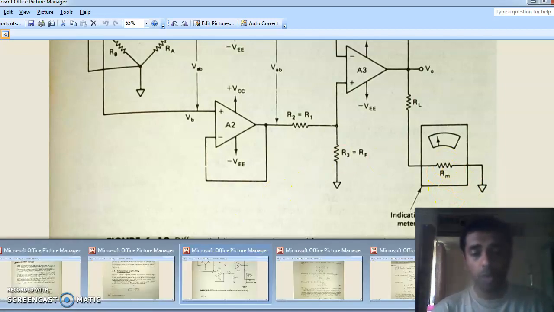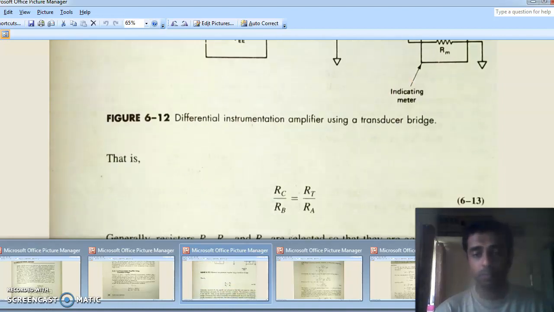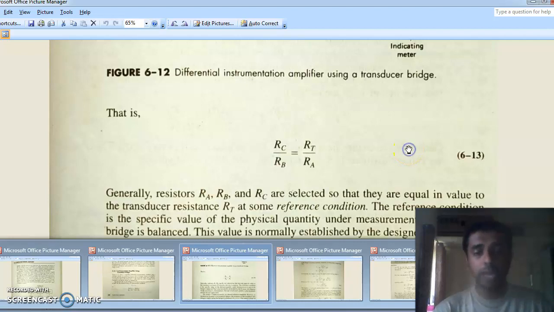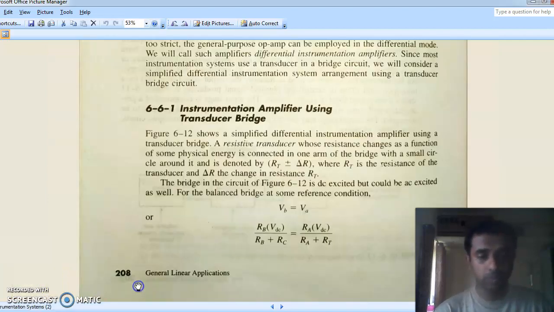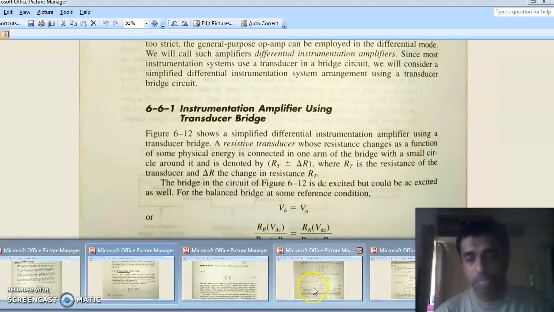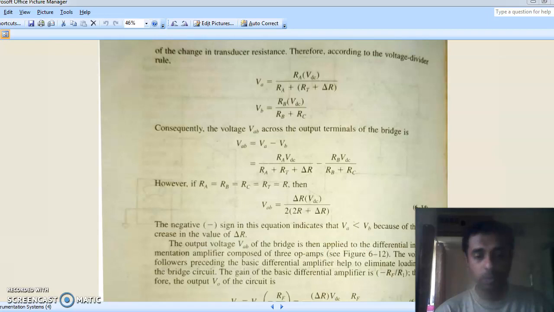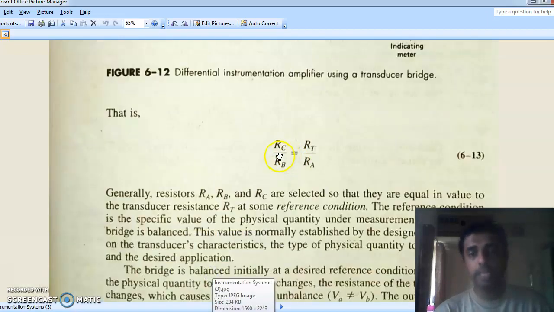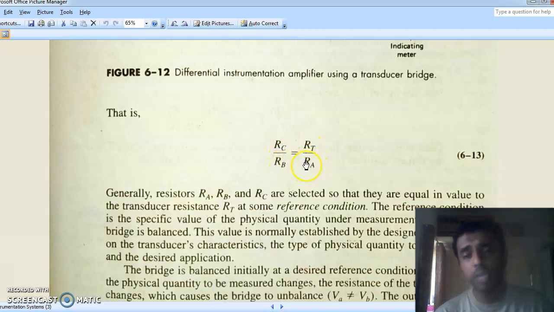So now, this was the balanced equation. When I cancel VDC and VDC and cross multiply, what you see is RC by RB equal to RT by RA. Usually we make RC equal to RB equal to RA equal to RT equal to R. So all these are normally made equal to a common resistance R. This happens only under the reference condition.